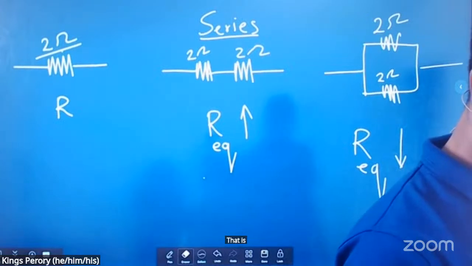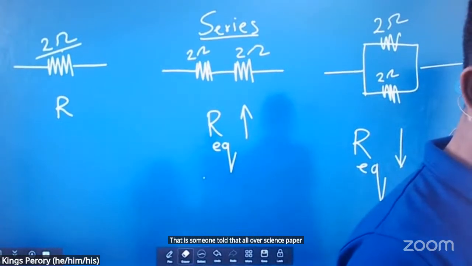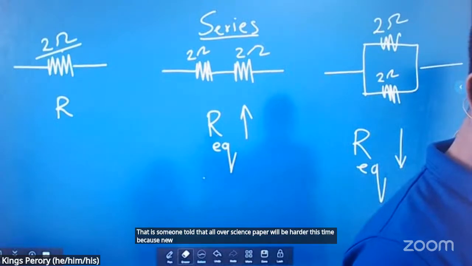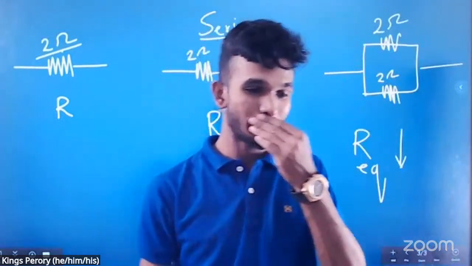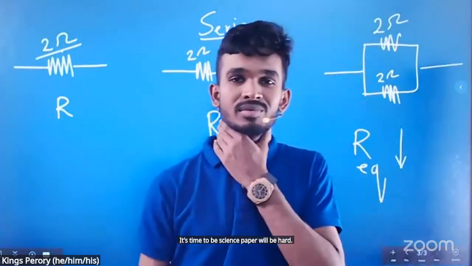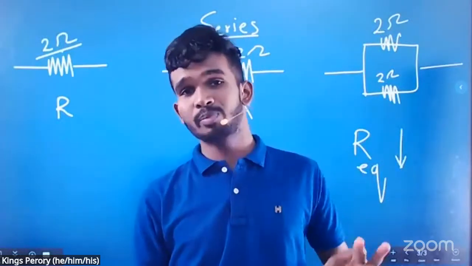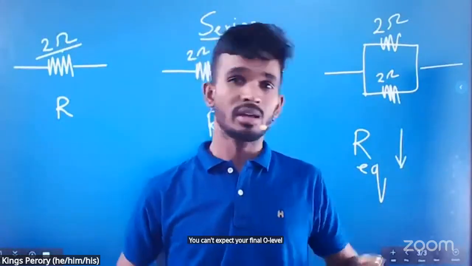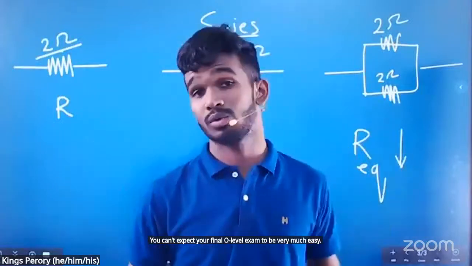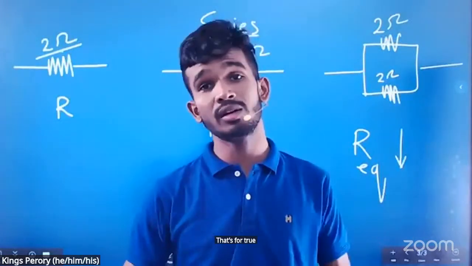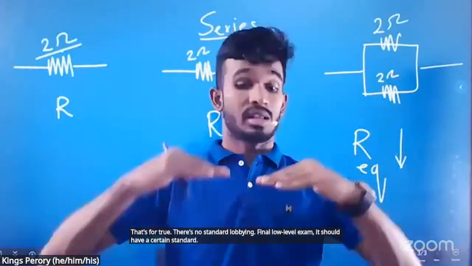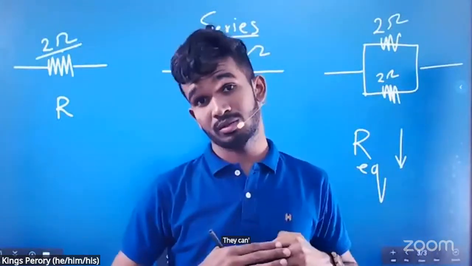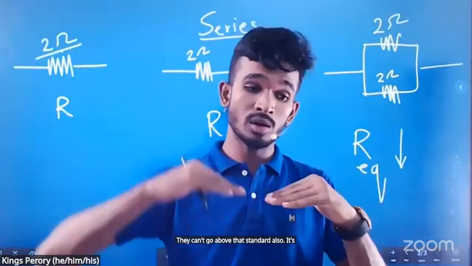Someone told me that the O-level science paper will be harder this time because the new government will be that much harder. You can't expect your final O-level exam to be very easy. That's true. But there's no standard, no. The final O-level exam should have a certain standard. They can't go above that standard also. It's unfair.